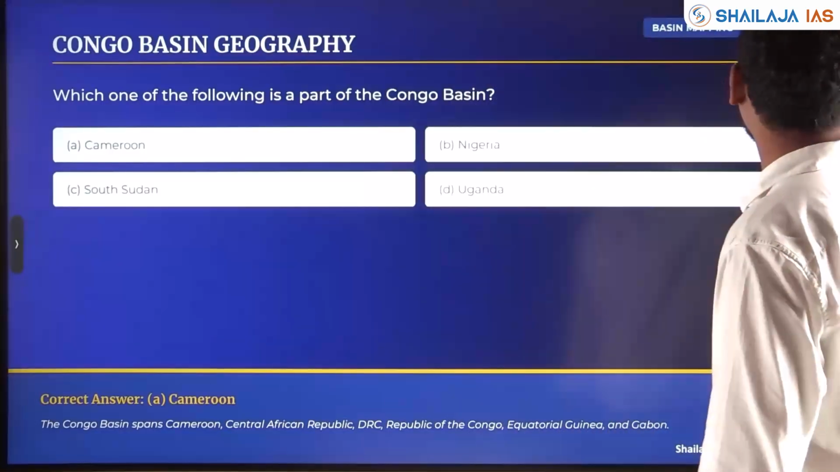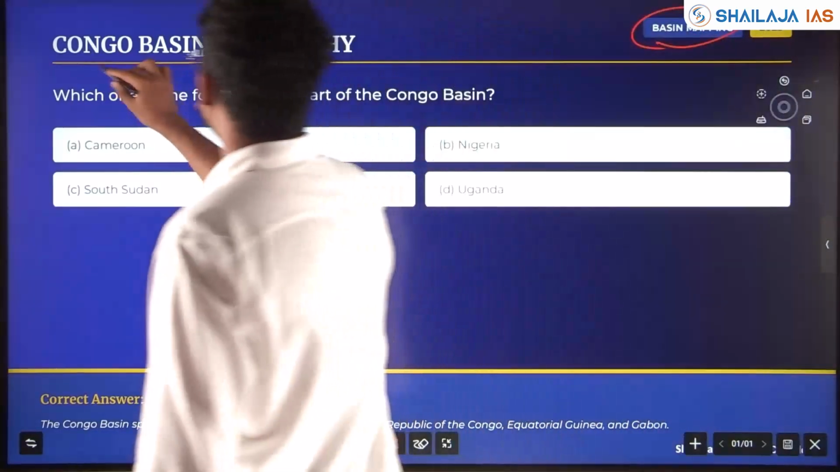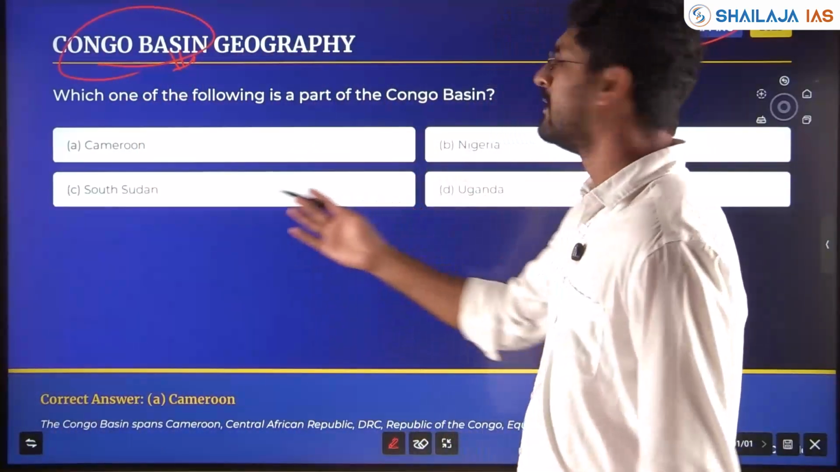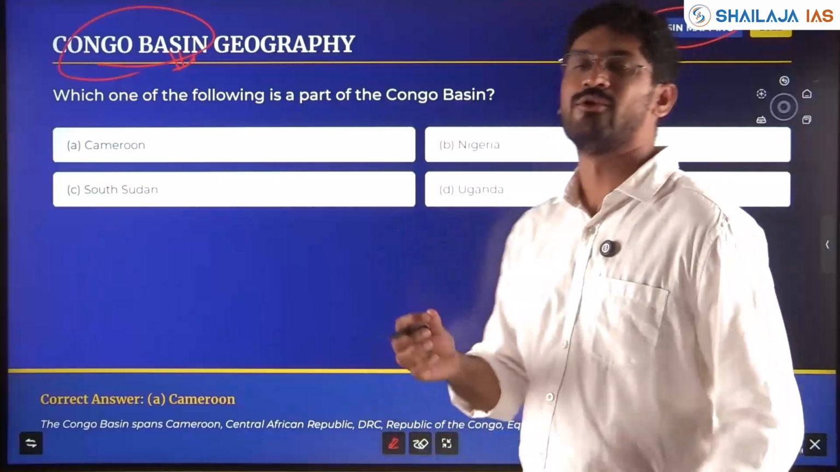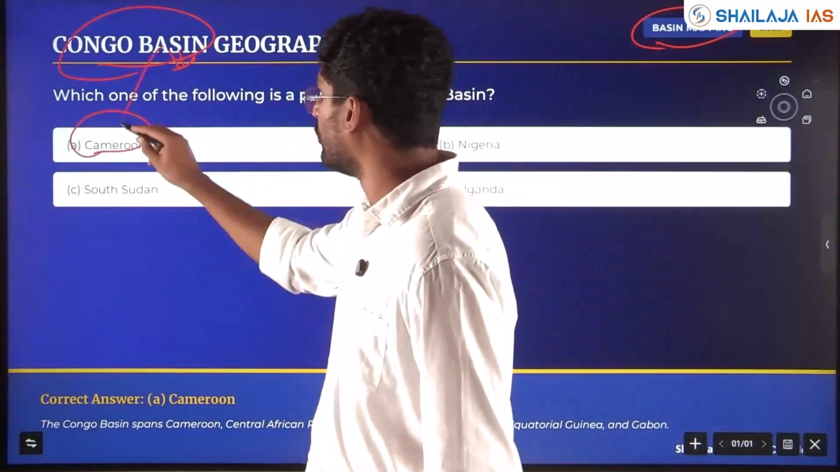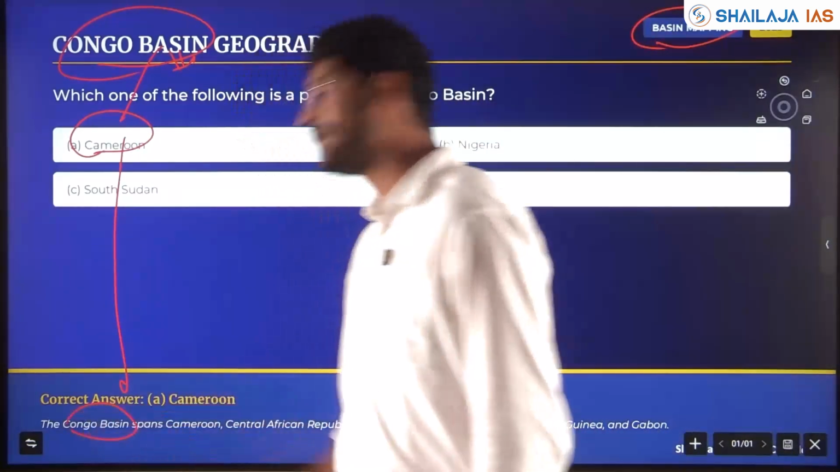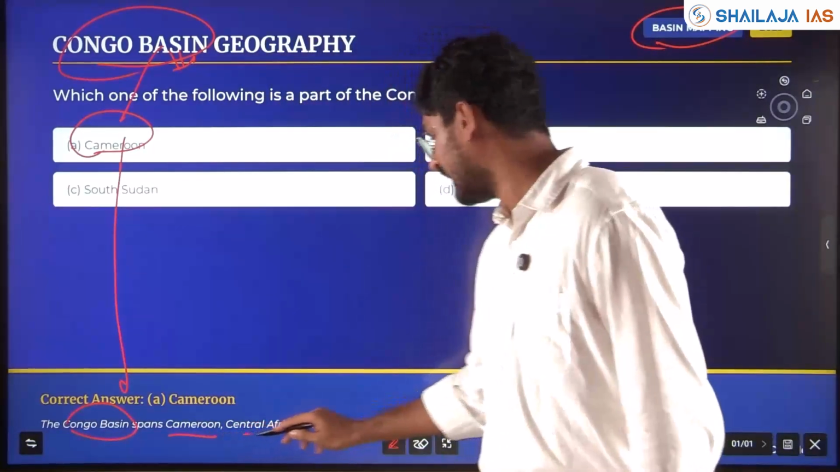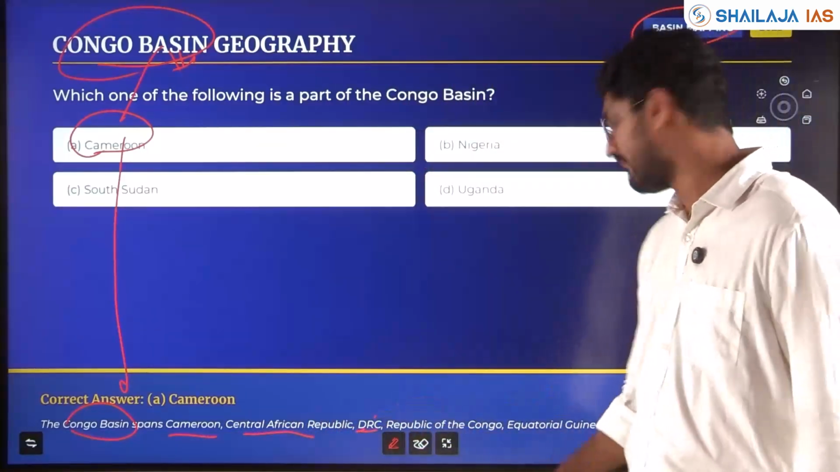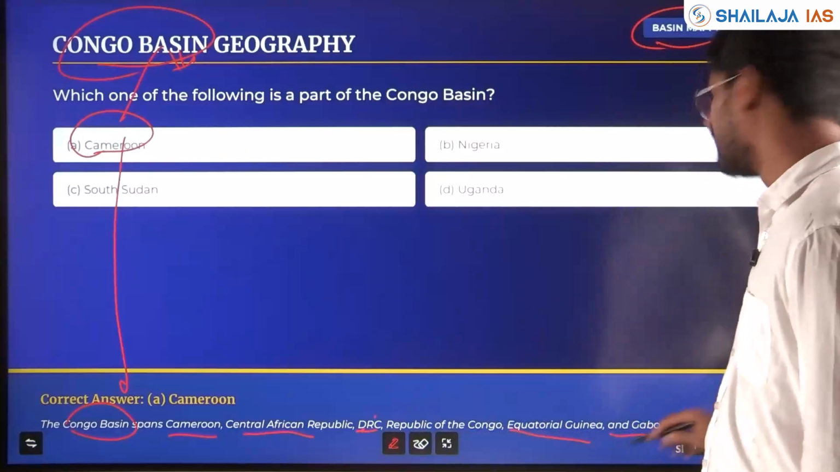Asked in 2023 again, basin mapping. Congo Basin has which of the following countries? Cameroon, Nigeria, South Sudan, Uganda. Here, if you know, you can answer, otherwise don't guess blindly. Here it was Cameroon. You should know which countries belong to the Congo Basin. It includes Cameroon, Central African Republic, DRC, Democratic Republic of Congo, Equatorial Guinea and Gabon.